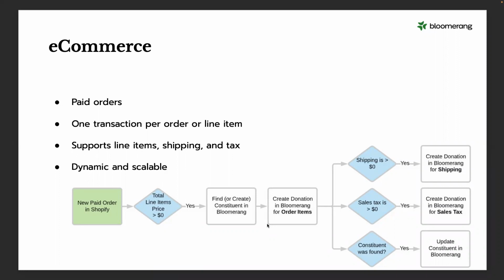Additionally, Zapier can support creating separate transactions for shipping and sales tax if those need to be coded differently in fund, campaign, or appeal to align with your accounting practices. And then we can also update the constituent in Bloomerang with any new contact information.